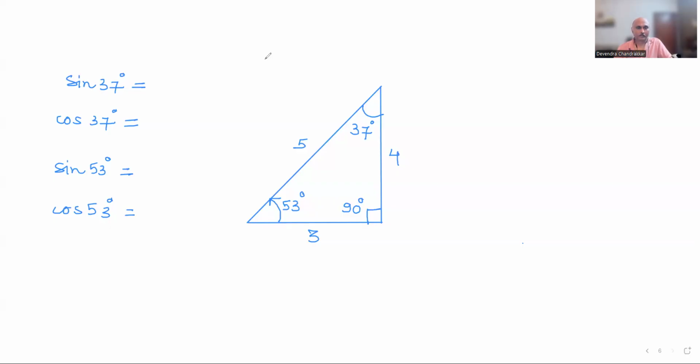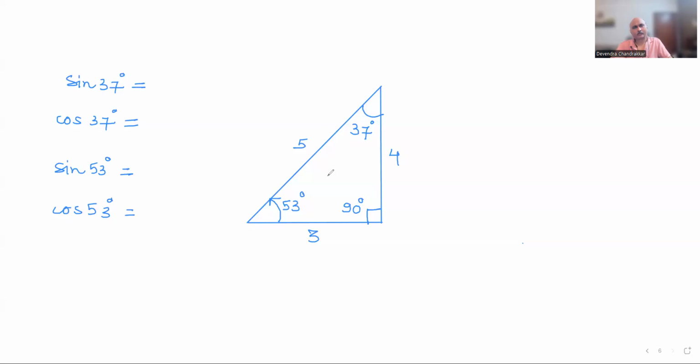Very good, Aditya. Very good, Vedant. Good, Sarthak. Very good. Very good, Anjali. So I'm just writing the answers quickly. All of you have answered it correctly.